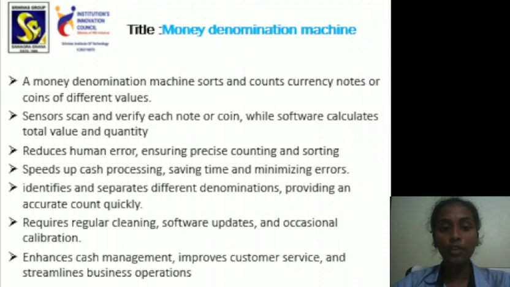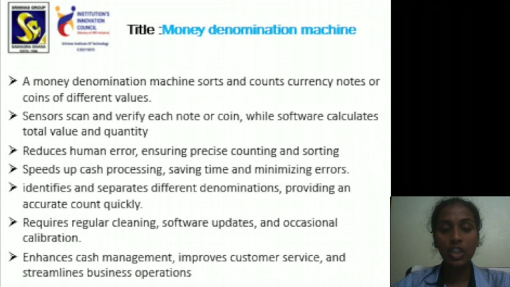Seamlessly integrated software instantly calculates the total value and quantity of the scanned currency, making manual counting errors a thing of the past. Need to handle multiple denominations? This machine excels at identifying and separating various currency values, delivering a quick and accurate count.